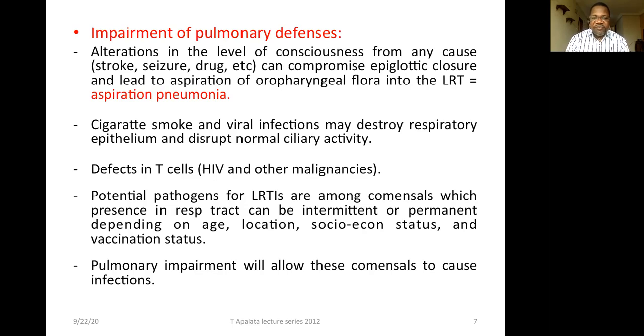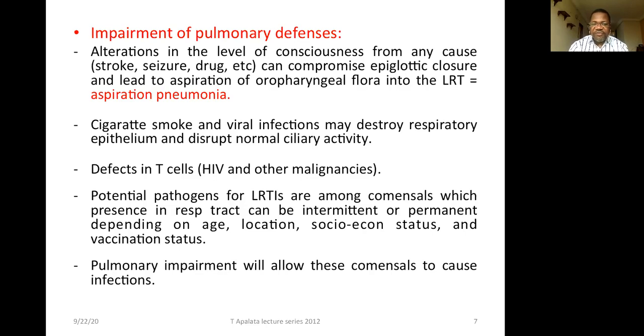If there is also a defect in the T cells, like in an HIV-infected patient or a patient with malignancies, we can have a defect in the mechanism of the T cells. So you will see that most of those patients will develop respiratory tract infections.